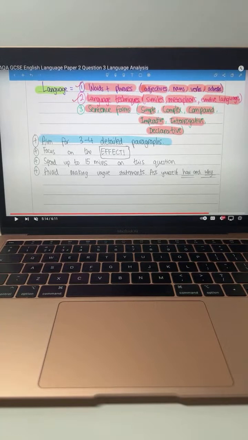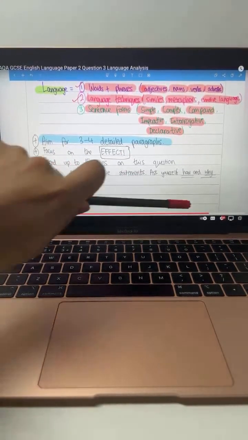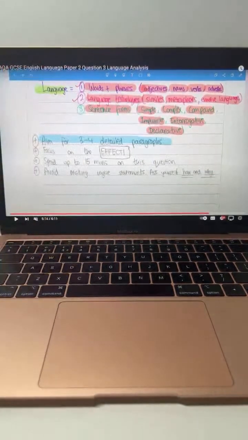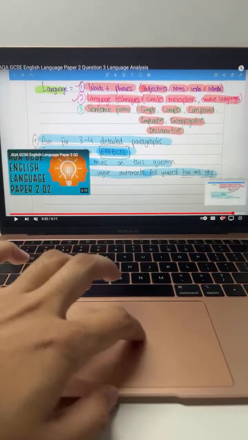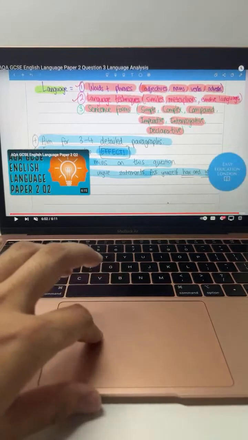So that's that. Focus on the effect, spend up to 15 minutes on this question, and avoid making vague statements. Ask yourself how and why. I always tell my students, ask yourself how and why. That's very important. So that's super significant and super important for you to remember. So that is that for your question three. And I think that wraps up question three.